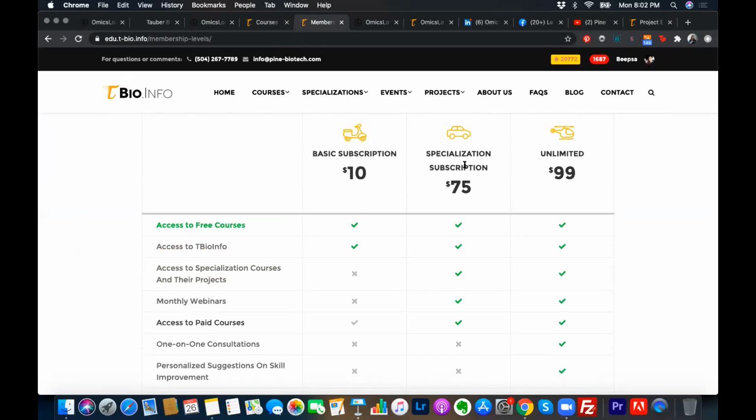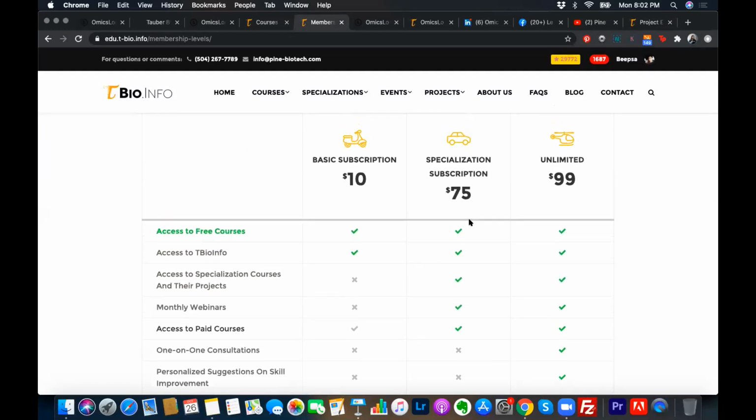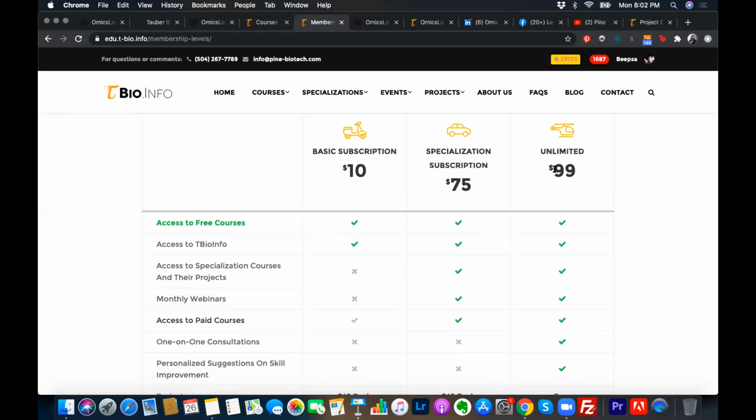We also have a specialization subscription, which will give you access to all the available courses on our platform and not just selective courses. And we also have an unlimited $99 research license. So the unlimited membership will give you access to a 1-month research license to the platform, where you can actually upload your own data that you have generated from a lab, and you can analyze that data and also have our team help you in that process. So you have these options as well.